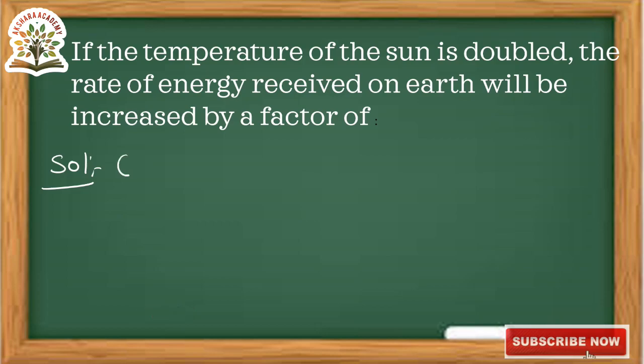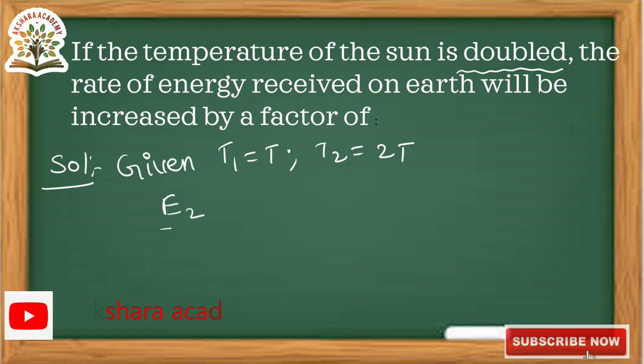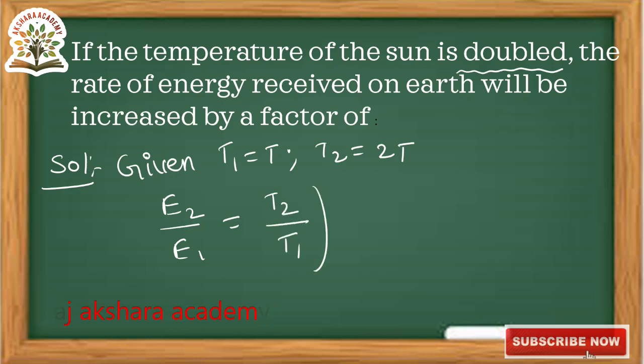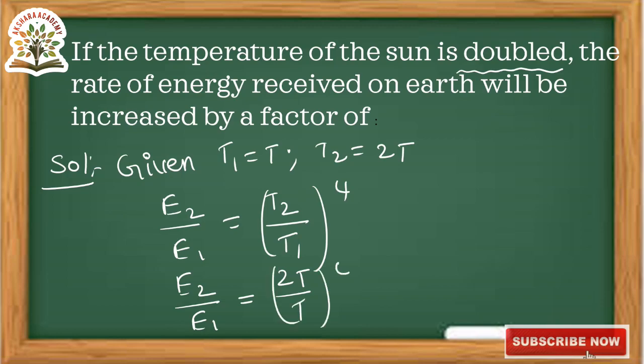But here given T1 is equal to T and T2 is equal to 2T, doubled. Here the temperature of the sun is doubled, that is given. So from Stefan's law, E2 by E1 is equal to (T2 by T1) whole to the power of 4. So substituting T1 and T2 values, E2 by E1 is equal to T2, nothing but 2T, and T1, nothing but T, whole to the power of 4.